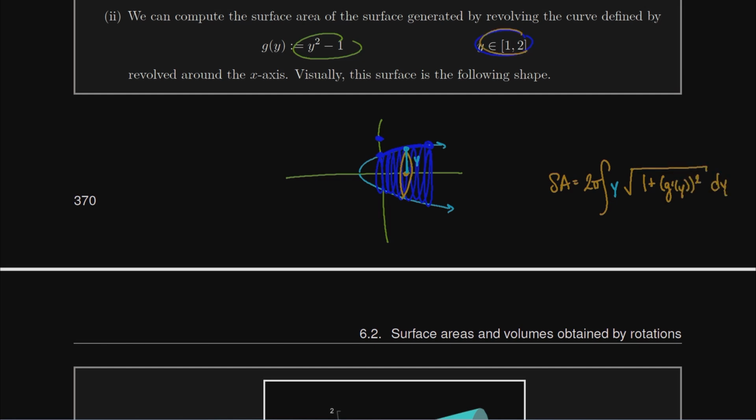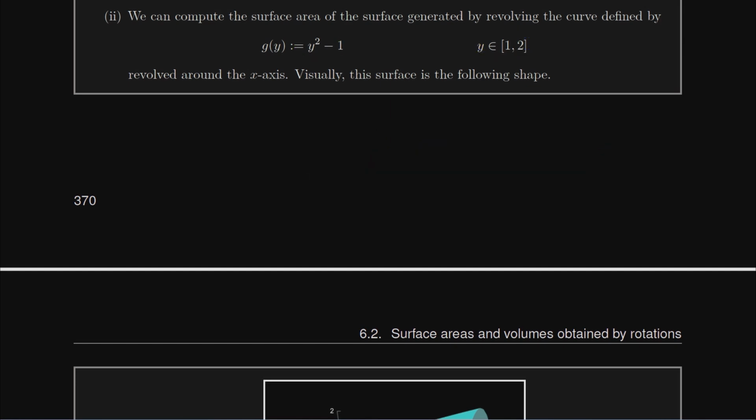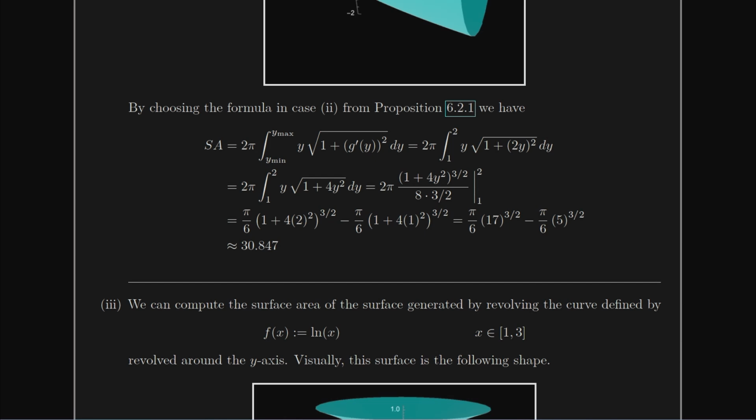I'm going to run over my bottom and upper y bounds, 1 to 2. So that'll be my surface area formula here. If I actually compute the derivative on g, of course, the derivative of y squared minus 1 is just going to be 2y. And so I'm plugging that into the arc length formula. It'll simplify to 4y squared.